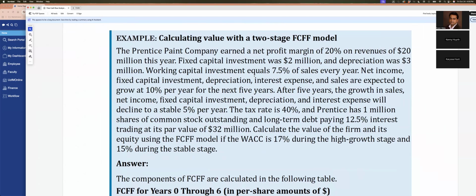Here is the problem I'm reading. Calculate the value with the two-stage free cash flow for firm model. The Prentice Paint Company earned a net profit margin of 20% on revenues of 20 million this year. So 20 million is what? Their revenue, sales. So a 20% profit margin means what is my net income?